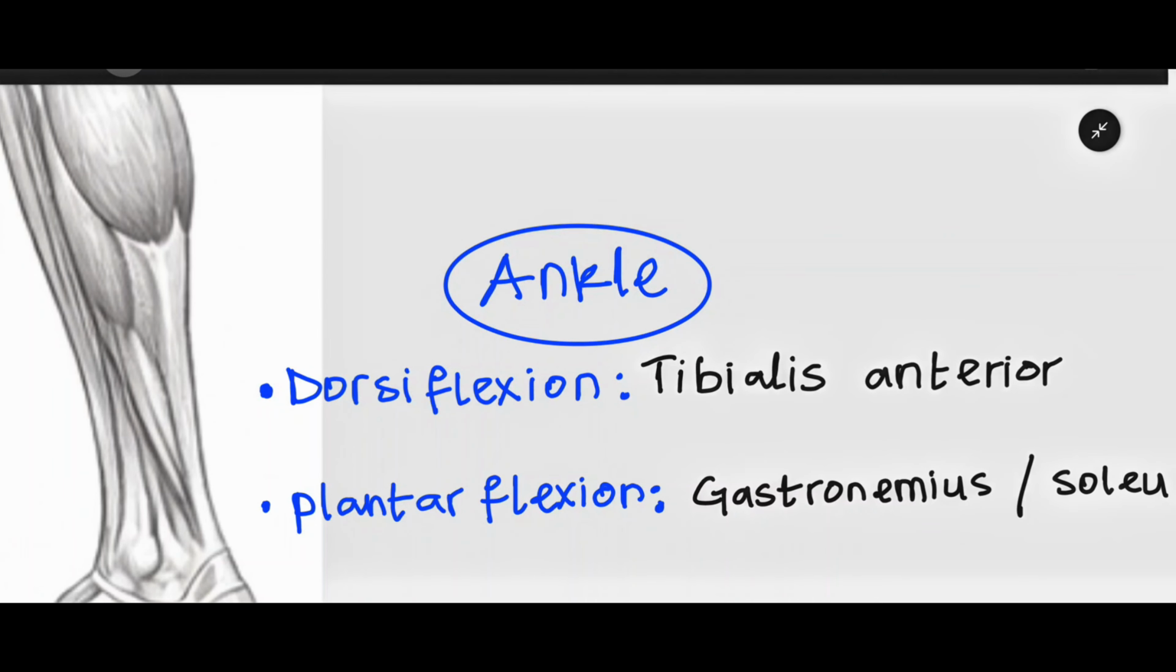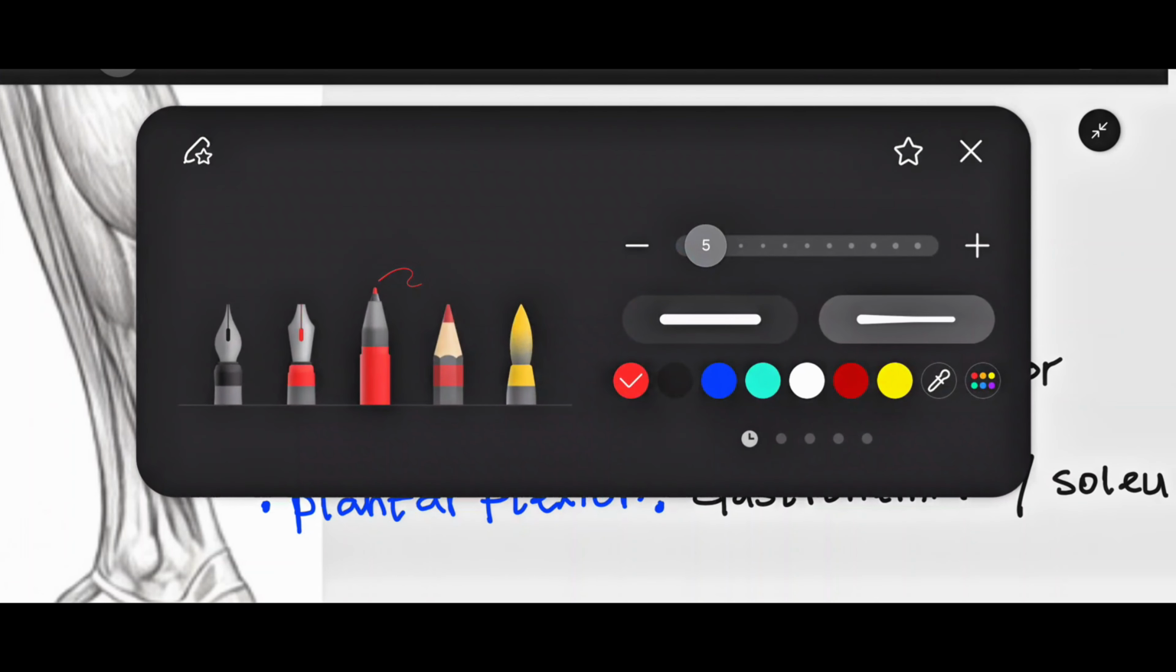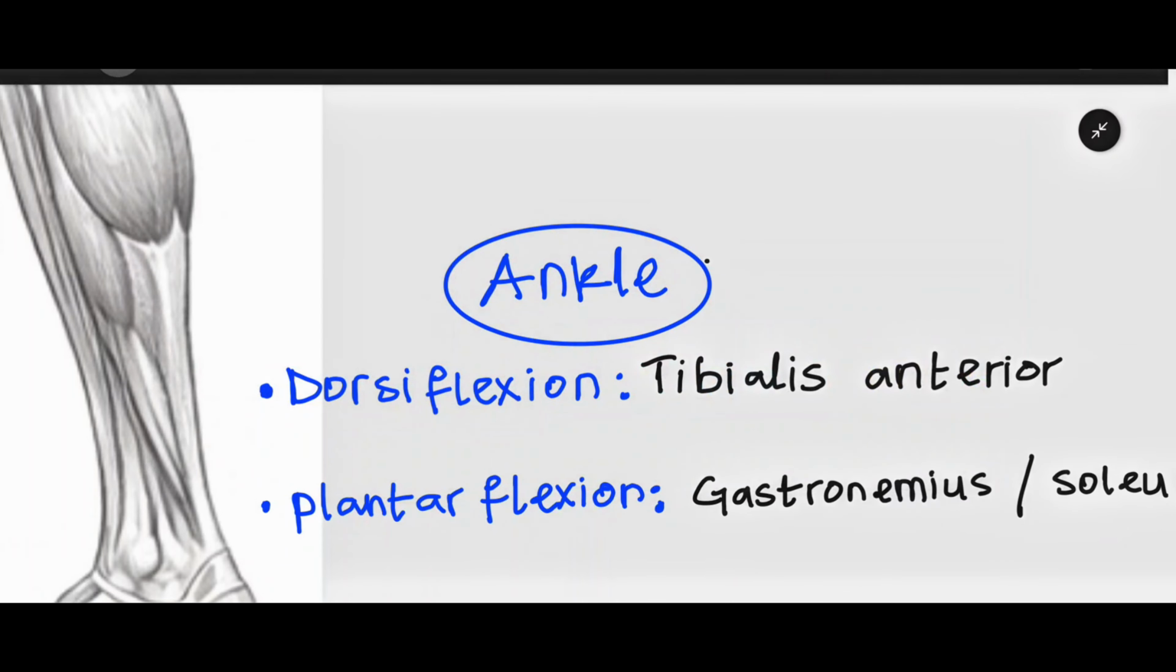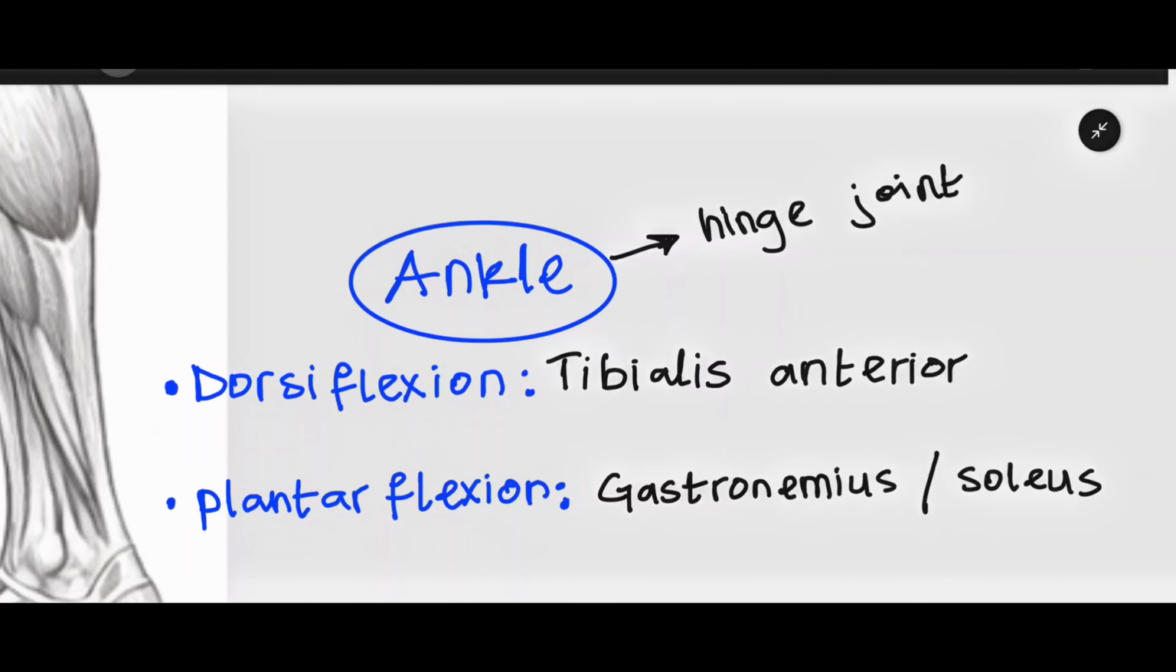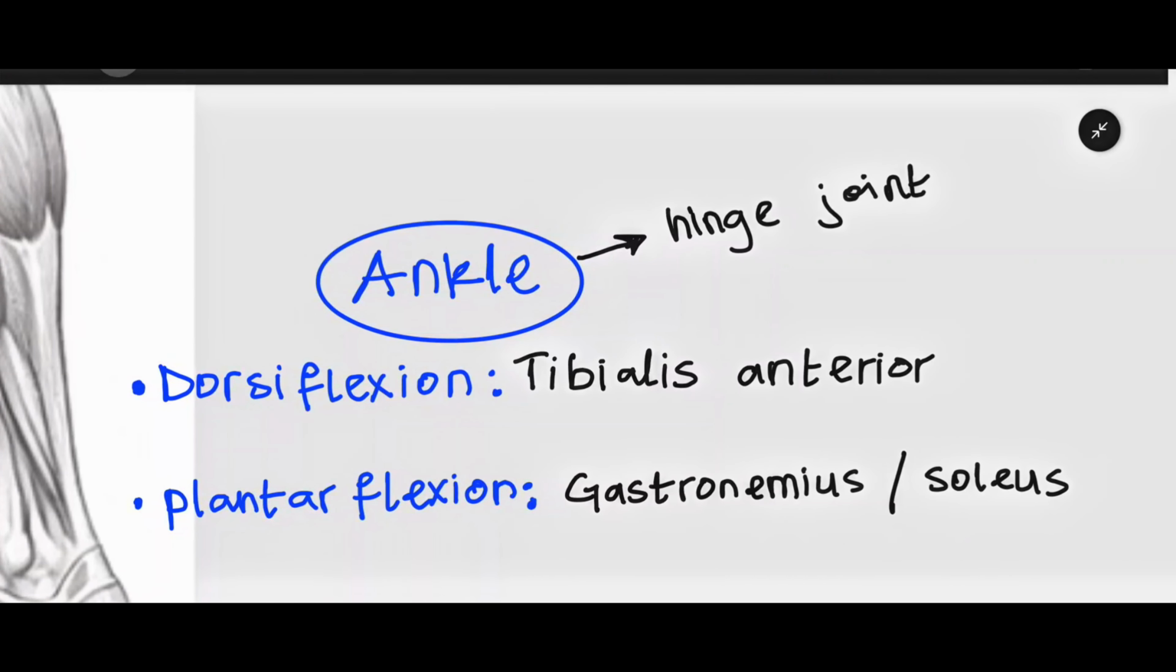So the ankle is a hinge joint, and it allows two movements, dorsiflexion and plantar flexion. These are very straightforward definitions. So dorsiflexion is basically the movement you do when you point your toes upwards. So it's any movement where your foot is moving closer to your lower leg.